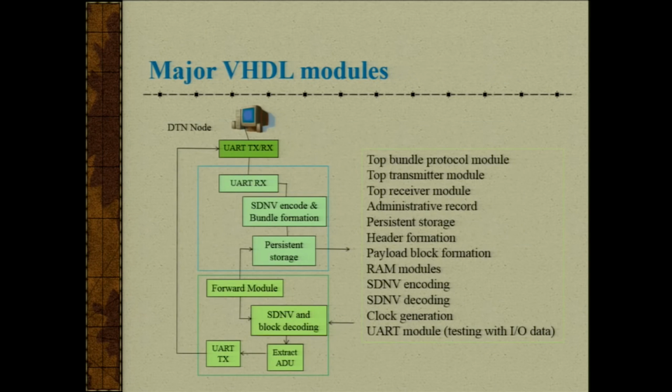These are the major VHDL modules. We have a UART receive module in the sender DTN node, and we have SDNV encode and bundle formation module and persistent storage module. Then at the receiver side, we have SDNV decoding module and a block decoding, then extract application data unit, then UART transmit.